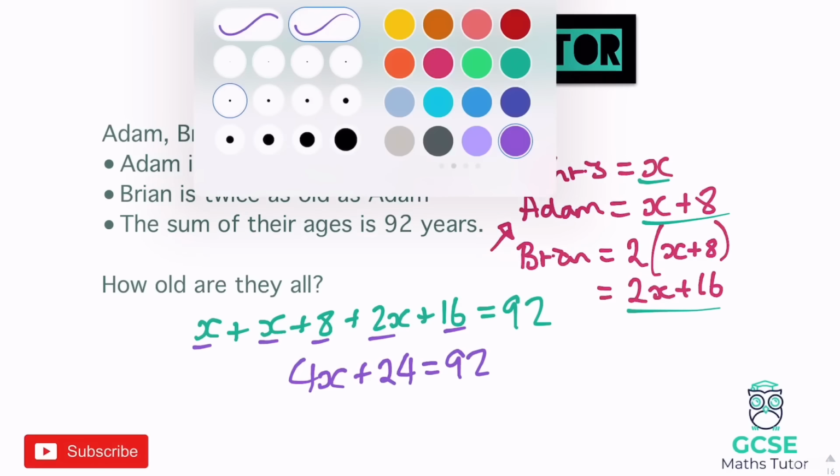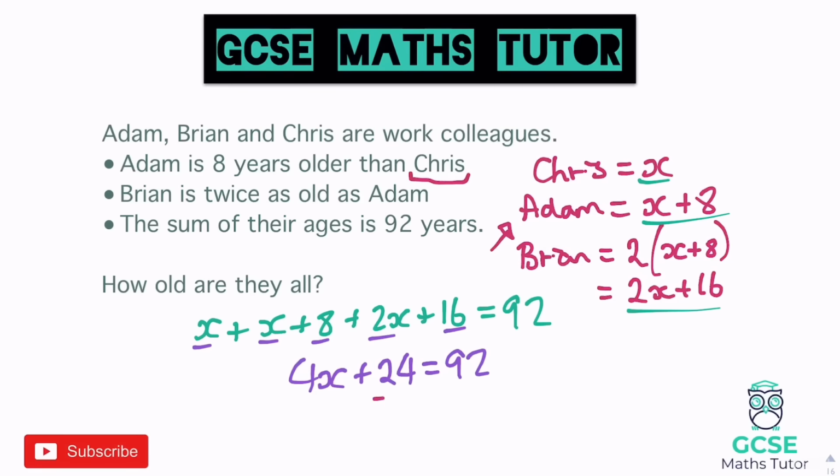And now we can just solve this just like before. So I can take away 24 from both sides. 92 take away 4 is 88, take away 20 is 68. So we get 4X equals 68, and then we just need to divide by 4.